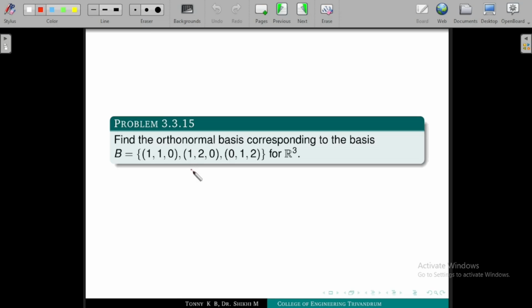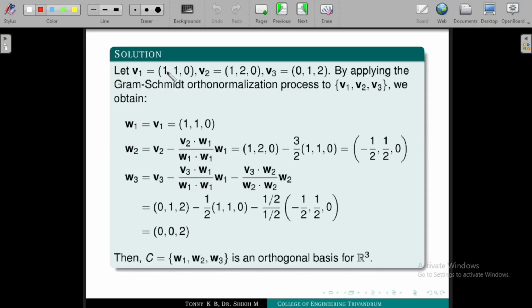So these vectors are pairwise not orthogonal. So first we will construct an orthogonal basis corresponding to this basis. So here the vectors are v1 equal to (1,1,0), v2 equal to (1,2,0), v3 equal to (0,1,2). By the Gram-Schmidt orthonormalization process, w1 equal to v1 itself, that is (1,1,0). And for w2, we are using the formula by taking the inner product as the dot product. So in R3, we are considering the inner product as the dot product. So you can use this formula v2 minus v2 dot w1 by w1 dot w1 into w1. And you can see that the answer is (-1/2, 1/2, 0).